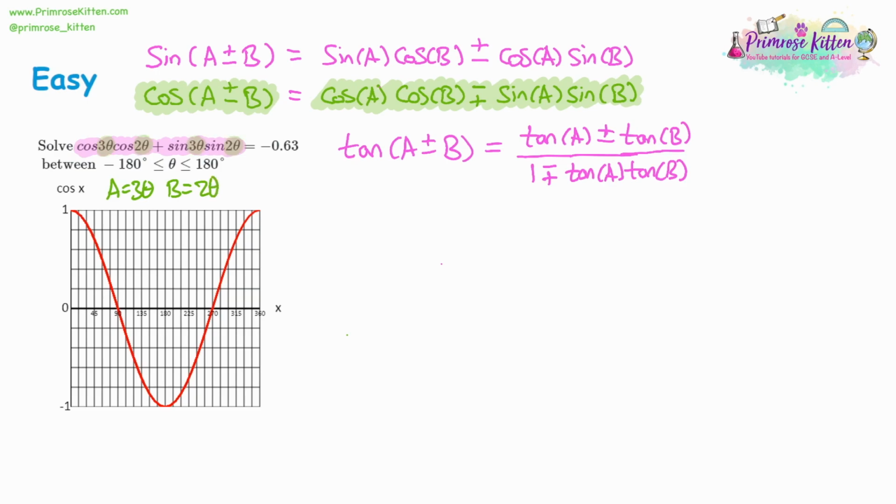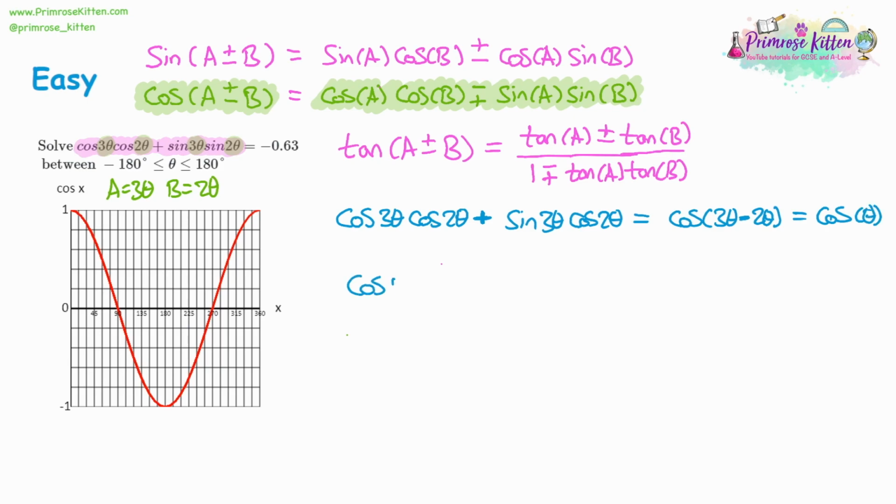So now we do our substitution. So we have cos of A, which was 3 theta, and cos of B, which is 2 theta, and it's a plus. Then we've got sine 3 theta, sine 2 theta. So then when we substitute it into our cos, again, we know that A is 3 theta. We know that B is 2 theta. Now, because it's a plus in the middle, remember, it's the opposite sign with cos, so it's going to be a takeaway. And cos 3 theta take away 2 theta is going to be cos of 1 theta. That leaves us with cos of theta is equal to negative 0.63. So something that's written quite complicated actually becomes something that's much more simple.